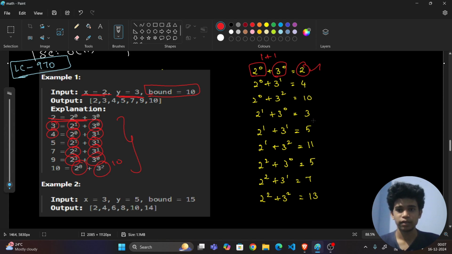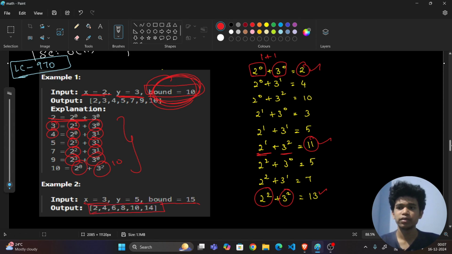Here it is 2 power 1 plus 3 power 2, which comes to 11, but 11 is greater than 10. Likewise, we can put 2 power 2 and 3 power 2, but it gives 13, which is larger. Can you understand this? So we only want the values that are less than or equal to the bound. Now for x equal to 3, y equal to 5 and bound equal to 15, these are the possible answers.